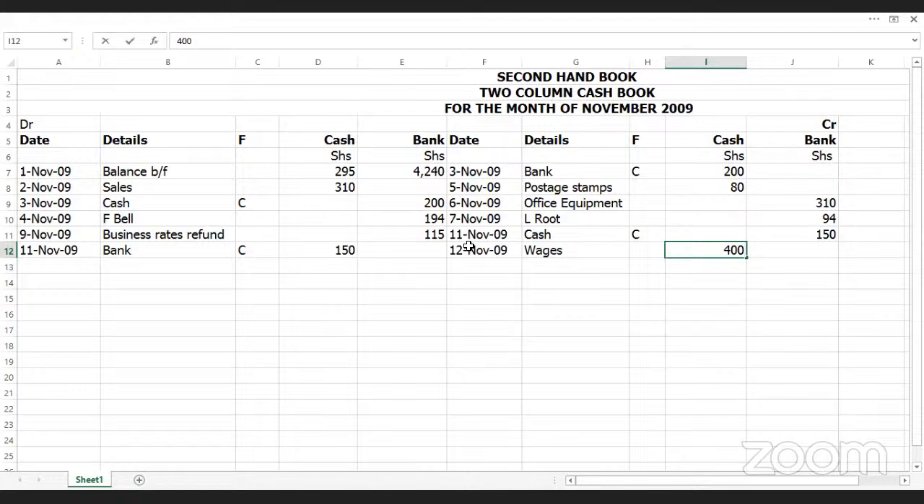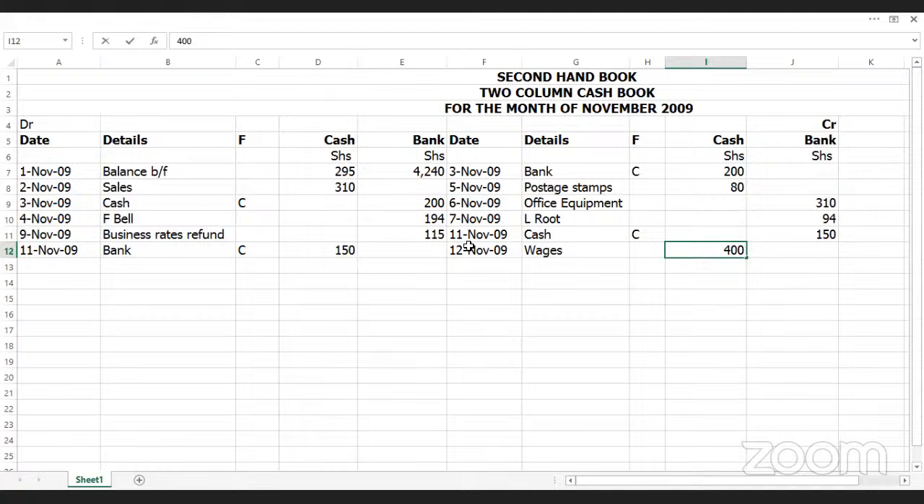Next transaction is on the 13th. Cash sales shillings 430. Cash sales. What do we do? Is it a receipt or a payment? Where do we record that? On the receipts. Debit side. This is the receipt, on the debit side.